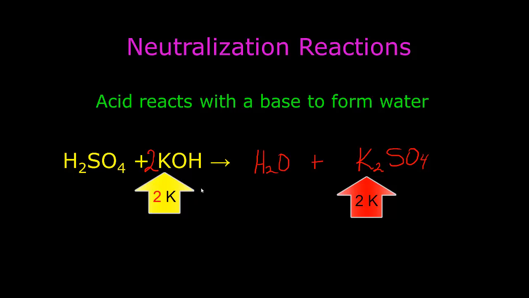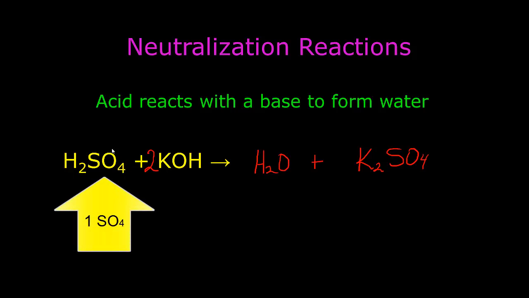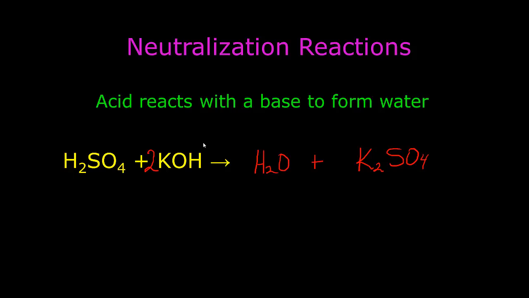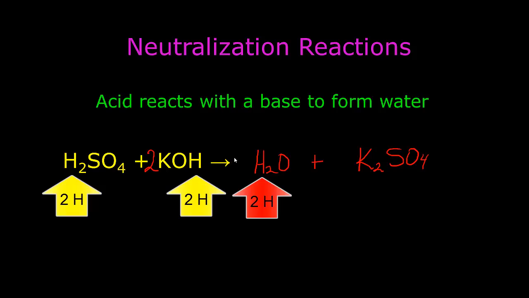Now we balance our nonmetals, or our polyatomics, and we have an SO4 right here. It stays as an SO4, so I'm going to keep it that way. And we have 1 SO4 on the product side and 1 SO4 on the reactant side, so they're balanced. And now I'm going to balance my hydrogens and oxygens. So let's do hydrogens first. We have 2 hydrogens right here, and we have 2 hydrogens right here. So 2 plus 2 is 4. So we have a total of 4 hydrogens on the reactant side. And we have 2 hydrogens on the product side. So I need to put a 2 in the front to make a total of 4.